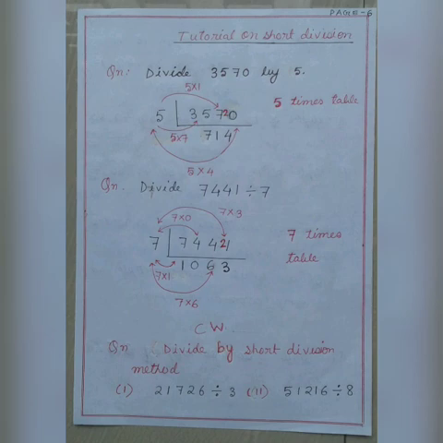I hope you have understood the process of short division. Now your classwork is divide by short division method. Number 1, 21726 divided by 3, and number 2, 51216 by 8.